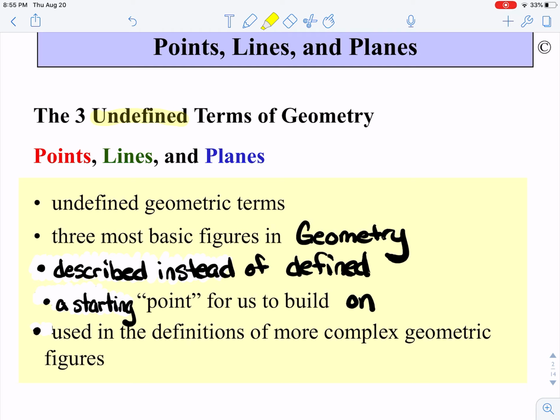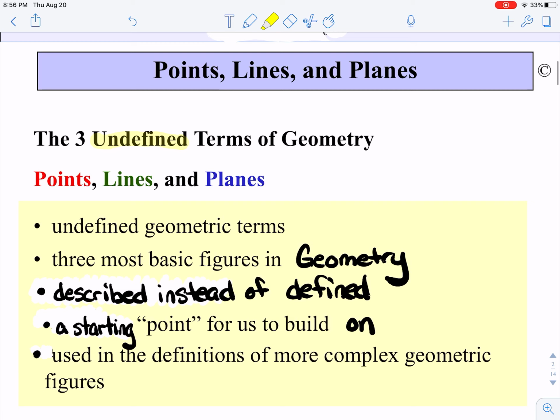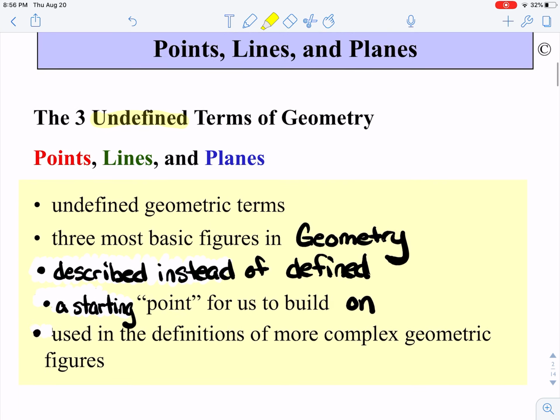You still do need to know what they are and what they look like, but you're not going to be writing out definitions of them. They're basically described instead of defined, meaning you would describe them with a picture. They're a starting point, as silly as that is, for us to build on, meaning all shapes consist of these. We would just add on to them with other shapes and other words. They are used to define other parts in geometry as well.